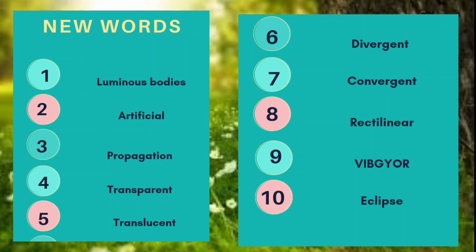Luminous bodies, artificial, propagation, transparent, translucent, divergent, convergent, rectilinear, eclipse.